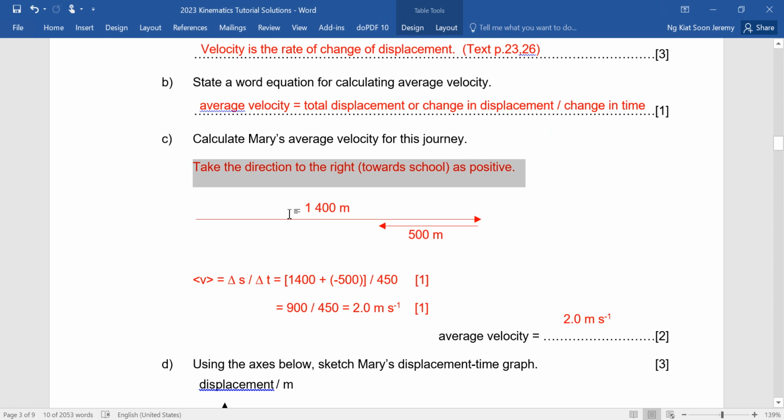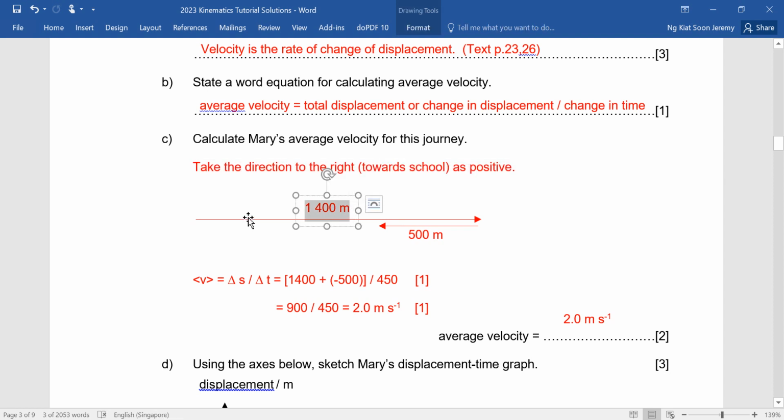So if Mary is moving to the right, maybe the direction right is the way to school. Mary is initially moving to the right, so I take the positive convention to be to the right. That means this 1400 meters is in the positive direction. You will see later on she moves back 500 meters, and because this 500 meters is opposite to the original direction, this 500 meters is a negative vector, because it's opposite to my conventional positive.